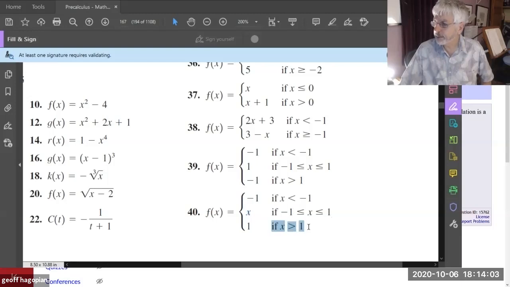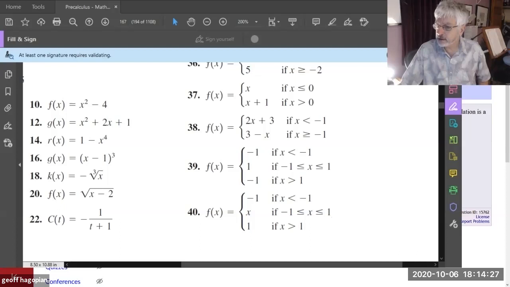And if the input is bigger than 1, then we use this rule, which is that the output is simply the constant 1. So we're going to have a horizontal line up to -1, then a line with slope 1 through the origin between -1 and 1, and then another horizontal line, y equals 1, for x greater than 1. And let me show you how to do that.